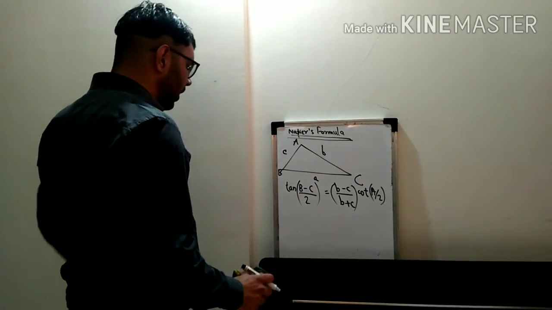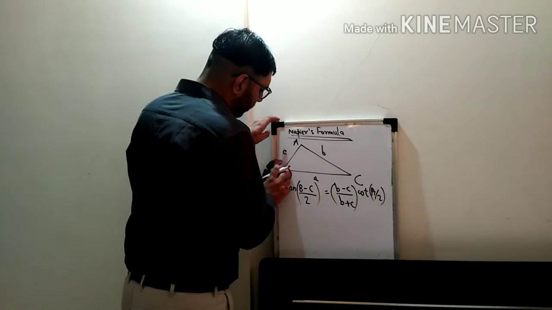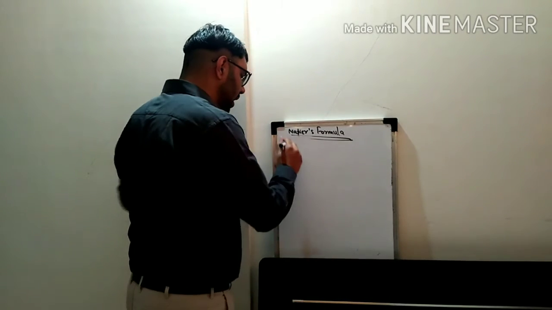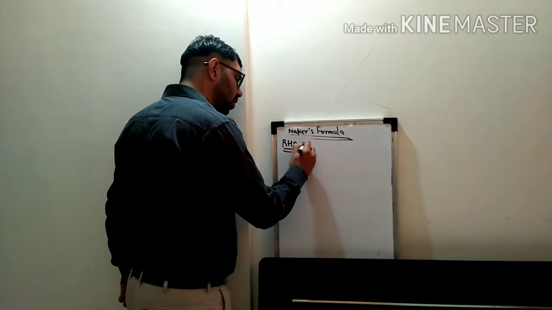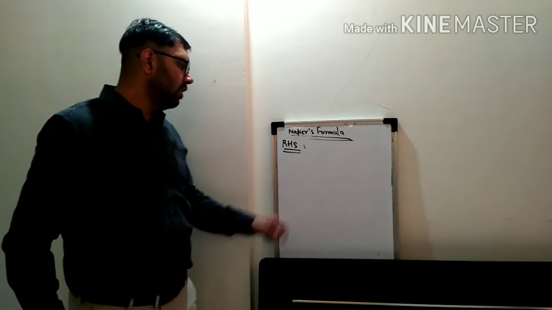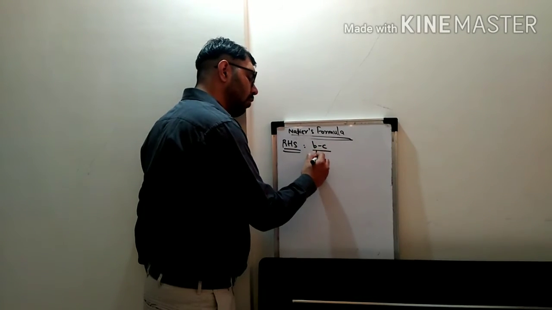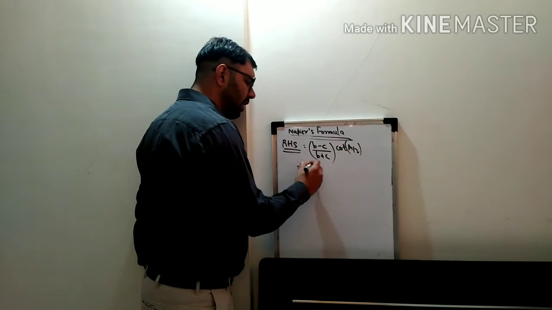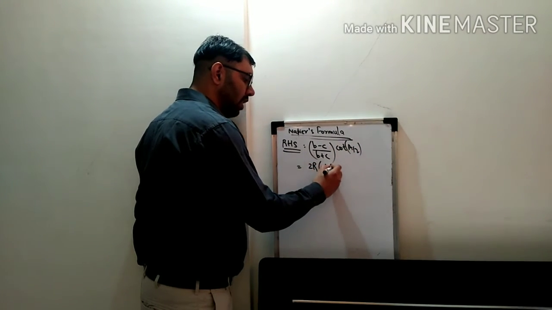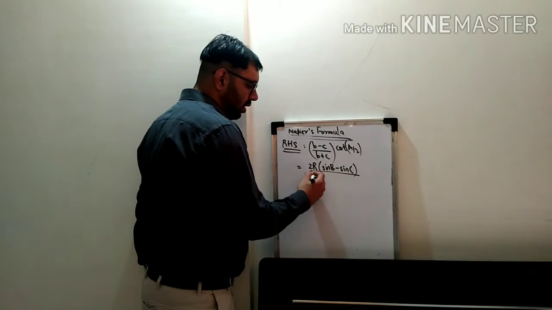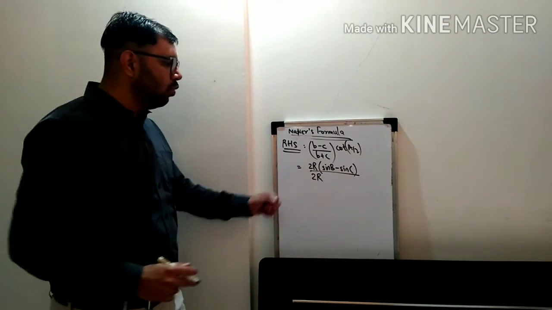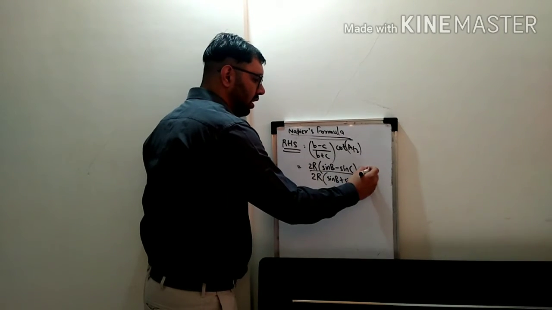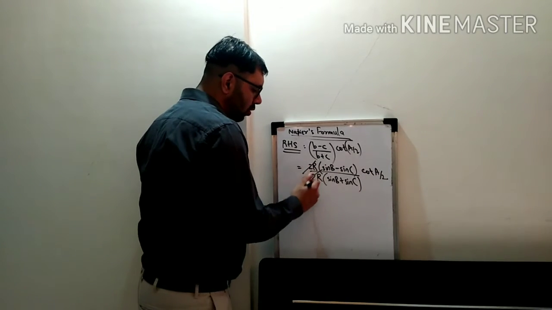I'll just prove it. I will prove it from RHS to LHS, because the RHS is the more difficult expression. So I'll start from the RHS: (b minus c) upon (b plus c) into cot of A by 2. Now using the sine rule, we can write b as 2R sin B and c as 2R sin C. Similarly, in the denominator, b is 2R sin B and c is 2R sin C, so we get sin B plus sin C, and then cot of A by 2. Now 2R will get cancelled.